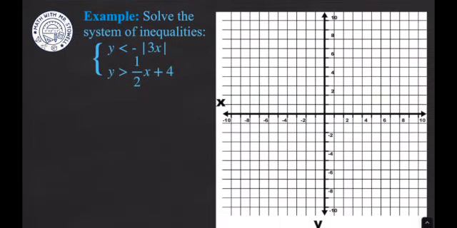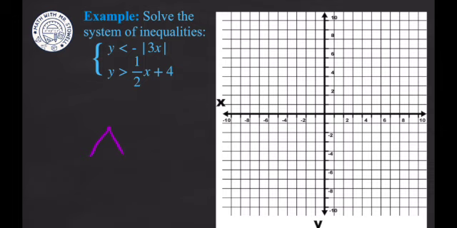Let's do another example. Solve the system of inequalities. Okay, we have another absolute value. Remember I said that if it was negative on the outside, we are going to have it facing downwards. Remember that I also said that if it does not have a number on the outside of the absolute value, because there's not a number out here, the slope is going to be a nice 1. So that's going to be nice for actually graphing it.